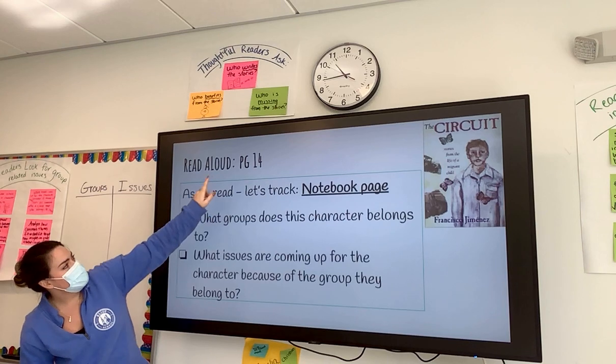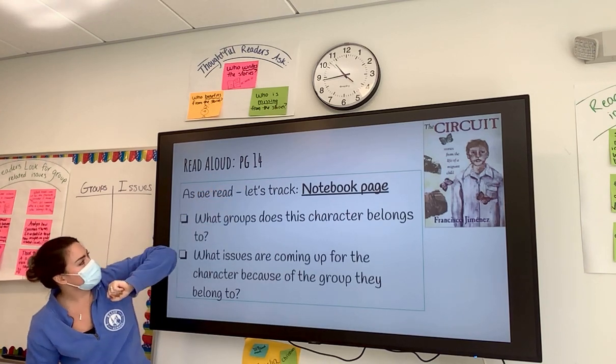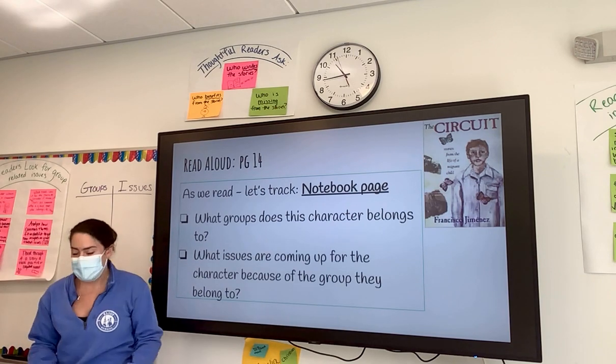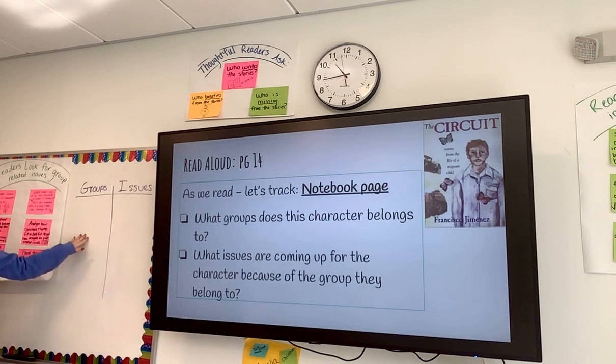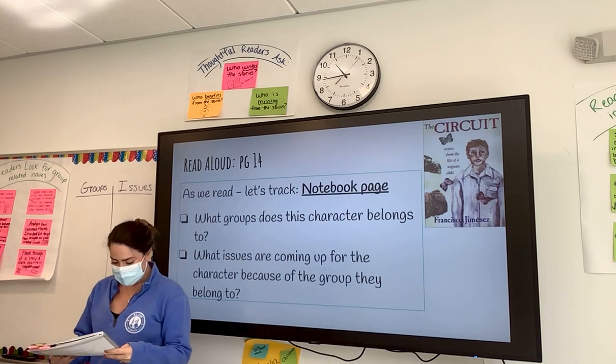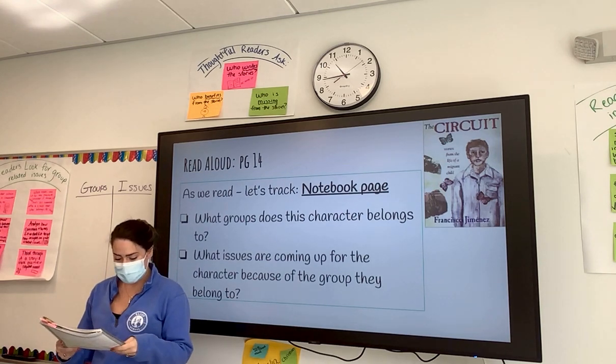You are going to open up to page 14 of that packet, and we are going to be tracking our thinking in the notebook page. Now, this is how I would track my thinking in my notebook page, so a simple T-chart with groups and issues, though you might choose to do that in a different way, and that's okay as well. All right, so I'm going to go ahead and start reading now.